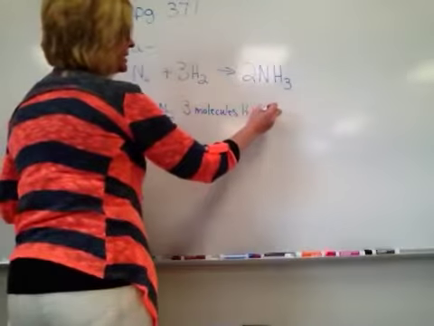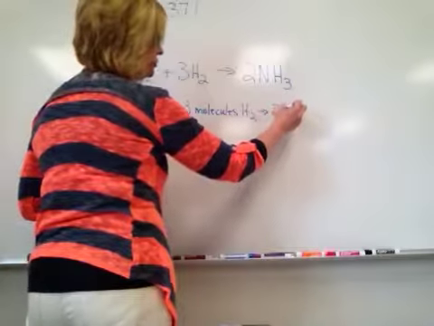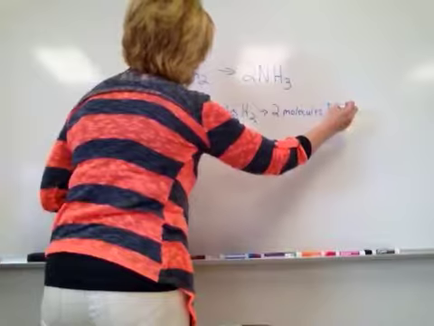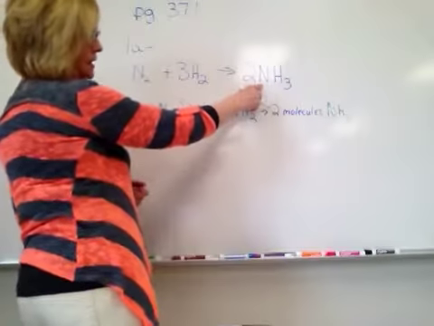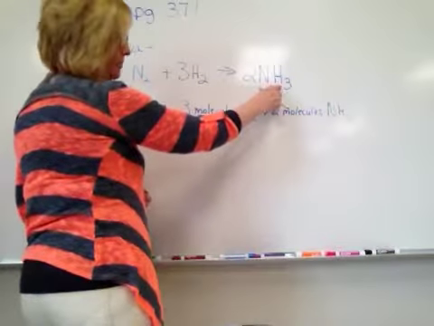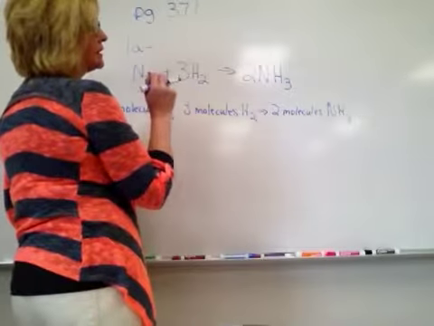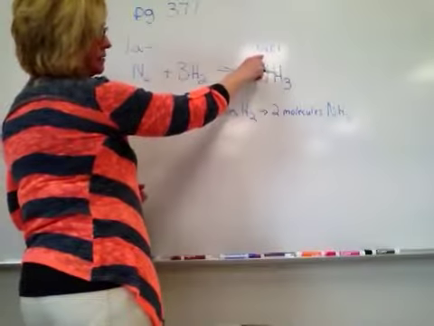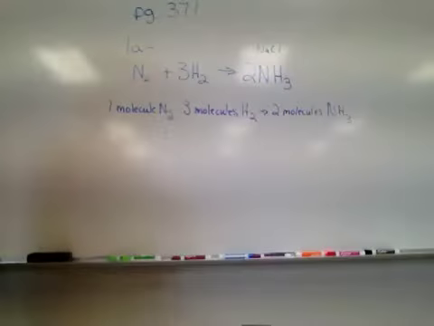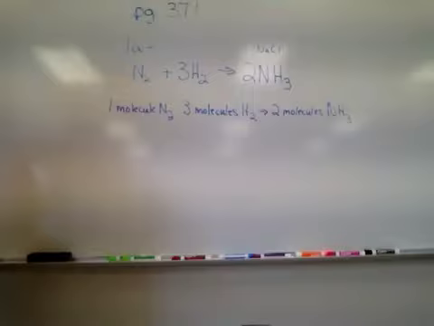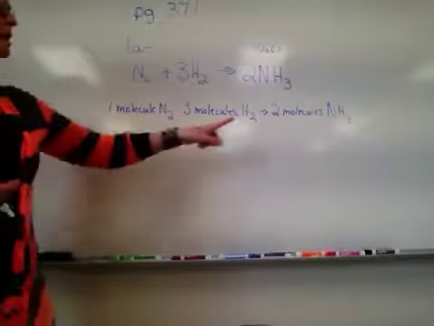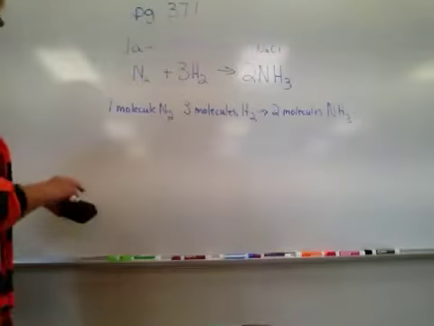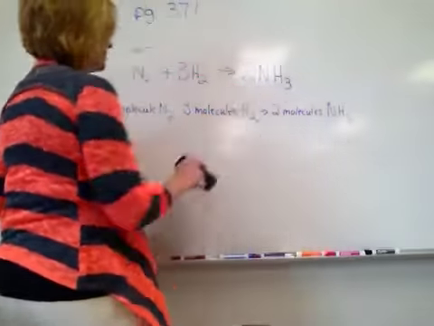On my product side, I have 2 molecules of NH3. Non-metal, non-metal. If this were NaCl, a metal and a non-metal, that would be called a formula unit instead of a molecule. Molecules are always made up of 2 non-metals. So there's my representative particles.